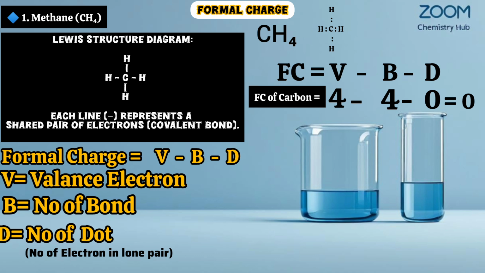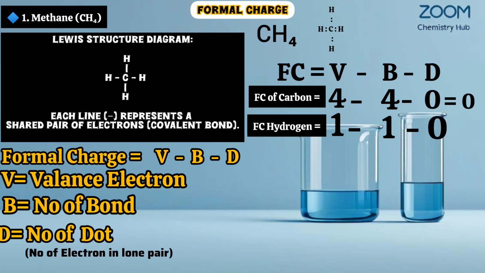Next we will calculate the formal charge of each hydrogen atom. So first we will write the valence electron of the hydrogen atom, that is 1, minus the number of bonds formed by the hydrogen atom with carbon, that is 1, and the number of dots are the number of electrons. There is no lone pair of electrons on the hydrogen atom, so it is 0. So here the formal charge of hydrogen in the CH4 molecule is also 0.